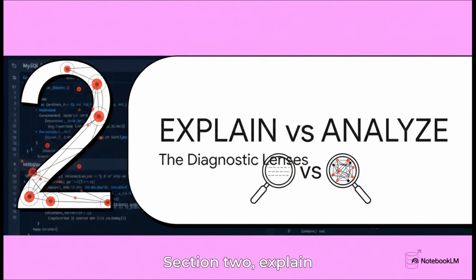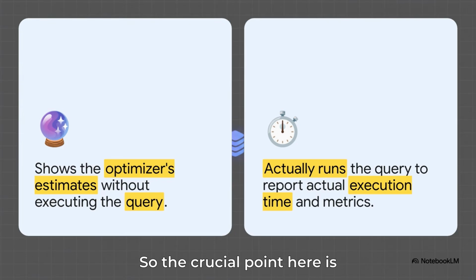Section 2, explain versus explain analyze, the diagnostic lenses. So, the crucial point here is understanding the difference between these two diagnostic commands. When you run a standard explain, you're just getting the optimizer's estimated execution plan. It's basically a what-if scenario. MySQL is telling you what it intends to do without actually running the query.